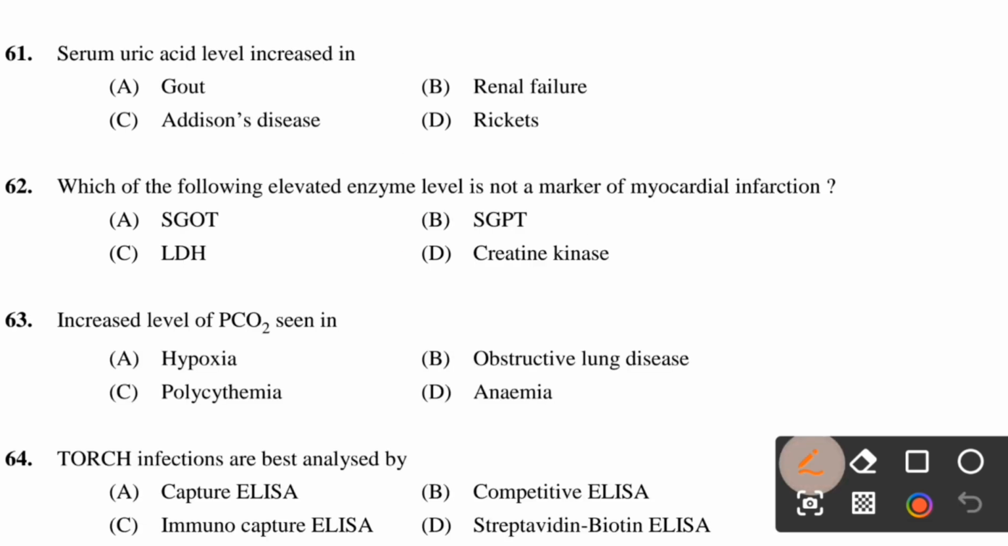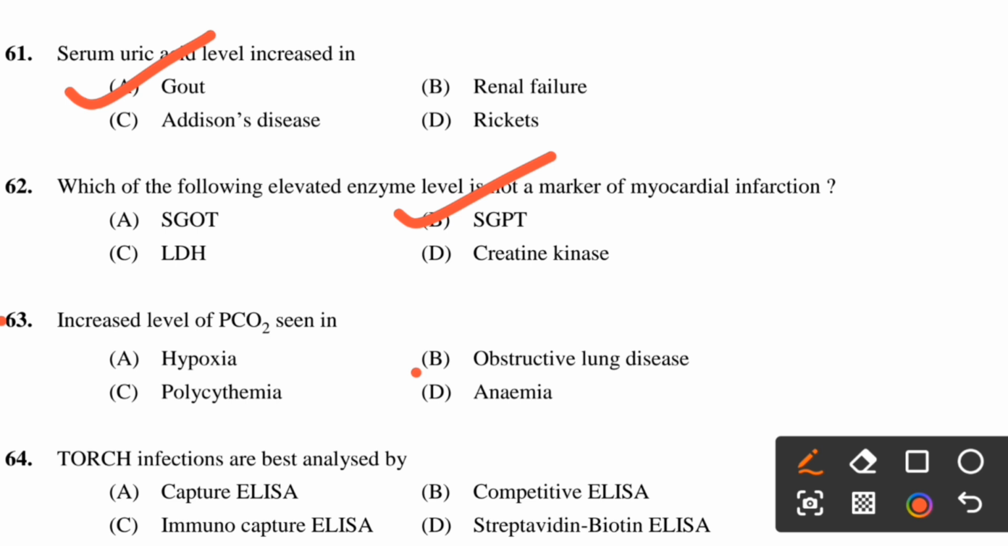Next question, serum uric acid level increased in gout, renal failure, Addison's disease, rickets. The right answer is option A, gout. Next question, which of the following elevated enzyme levels is not a marker of myocardial infarction? SGOT, SGPT, LDH, creatine kinase. The right answer is SGPT.